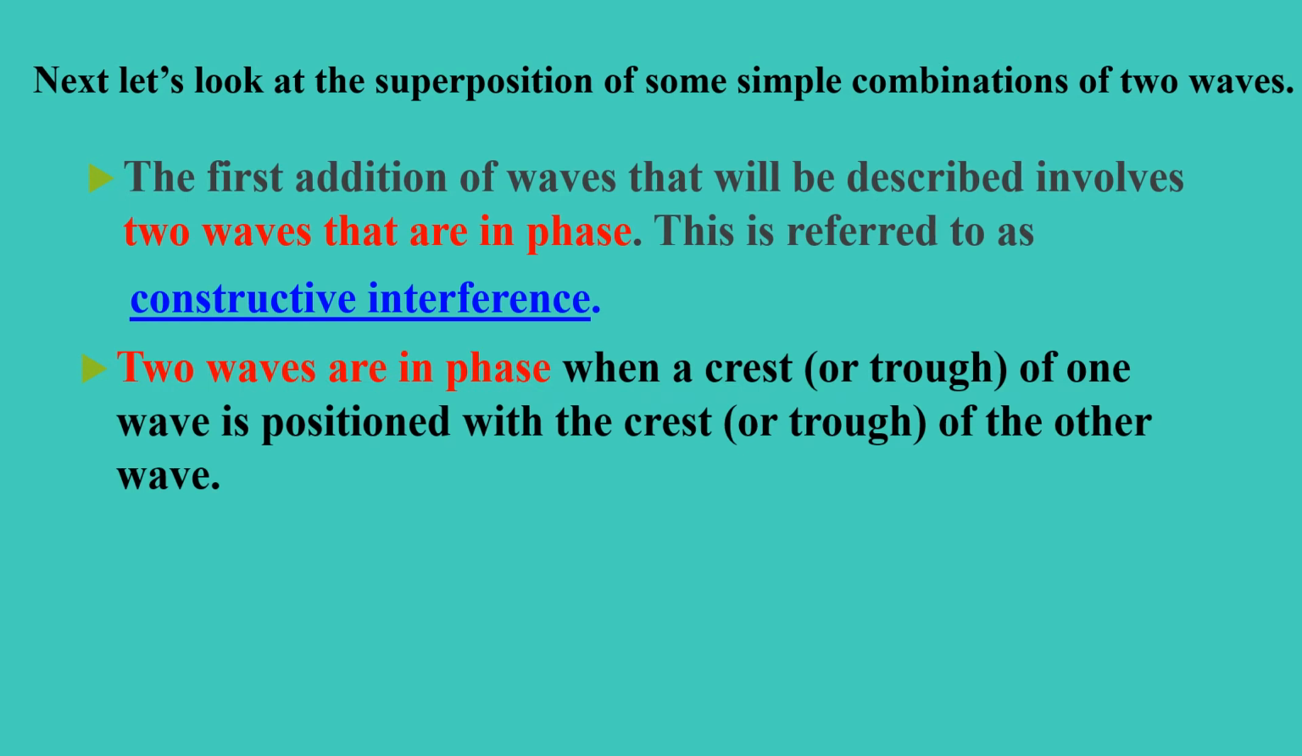Next, let's look at the superposition of some simple combinations of two waves. The first addition of waves that will be described involves two waves that are in phase. This is referred to as constructive interference. Two waves are in phase when a crest or trough of one wave is positioned with the crest or trough of the other wave.